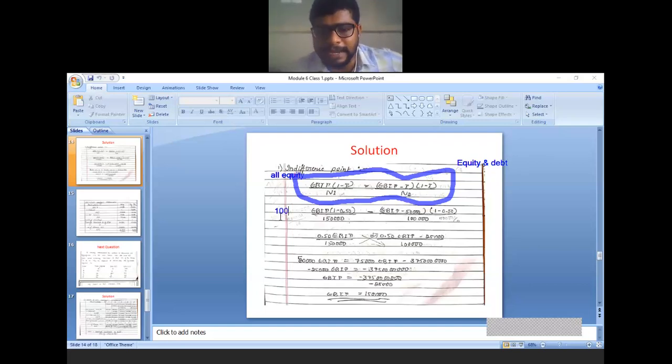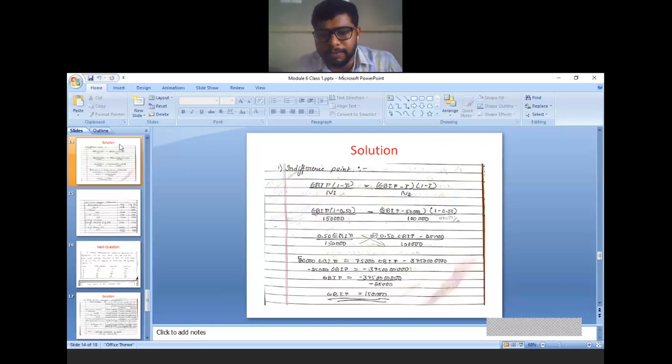How is it? 10 lakh existing capital structure we have, plus additional how much? Additional 5 lakh. 10 lakh existing capital structure plus 5 lakh, 15 lakh divided by 10, that is 1,50,000. Here it is only 1 lakh. Now the calculation part, be careful now. EBIT into 1 minus 0.50 means it is 0.50 multiplied with the EBIT.